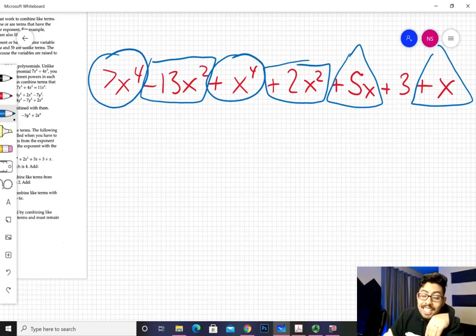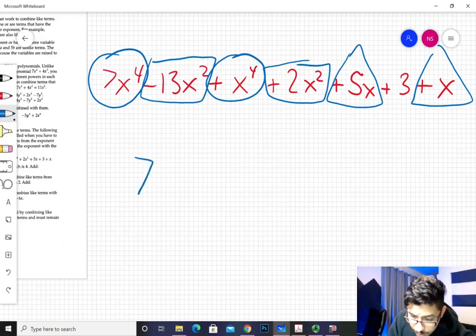The operation is key of your numbers. I'm going to do 7 plus. What's my number? I don't see a number here. What's the number? Y'all should know this. It's a 1. 7 plus 1.